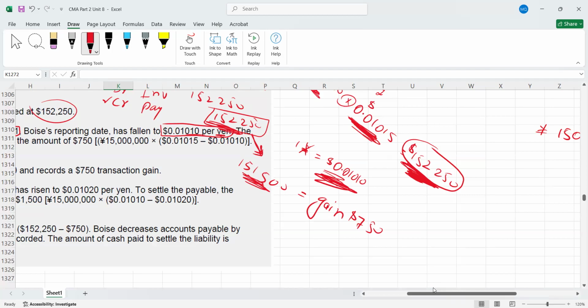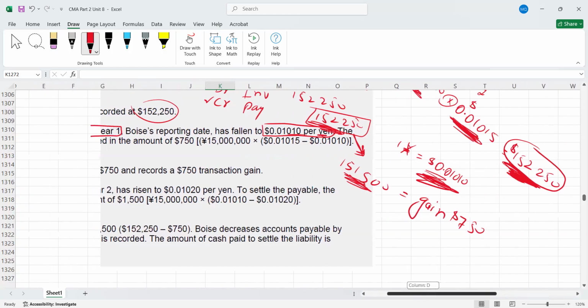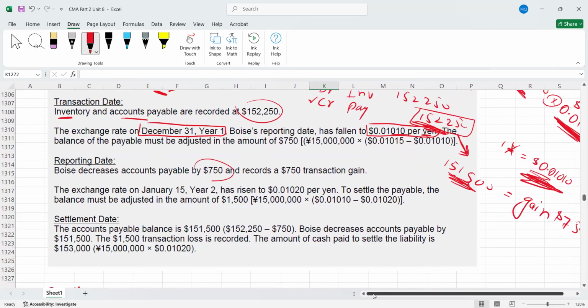So what entry you will pass for this gain? Obviously, you should know the entry also. So the gain is 750. How would you record it at the reporting date at the balance sheet? So you will debit the liability.